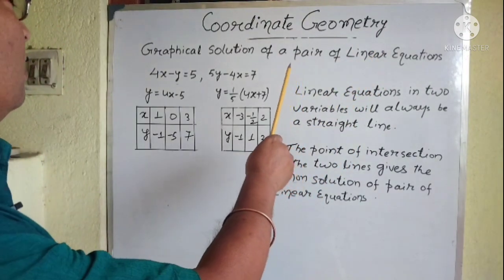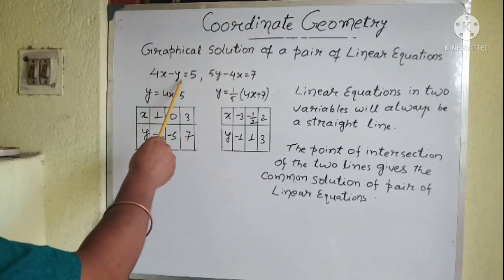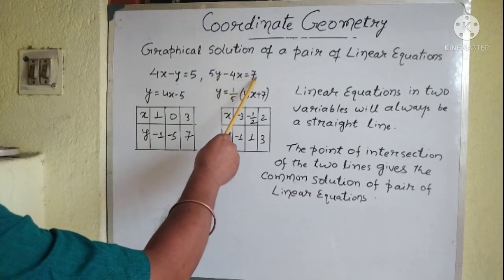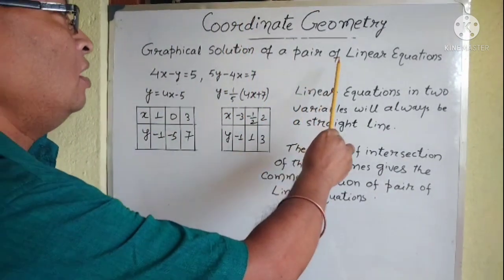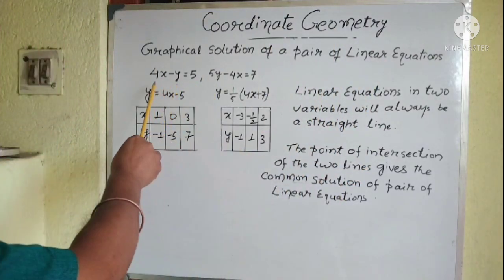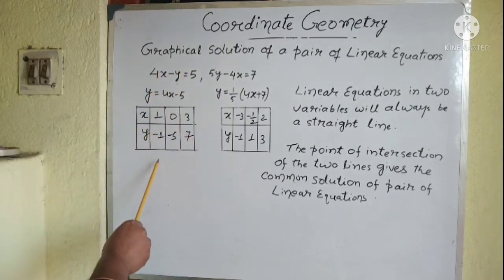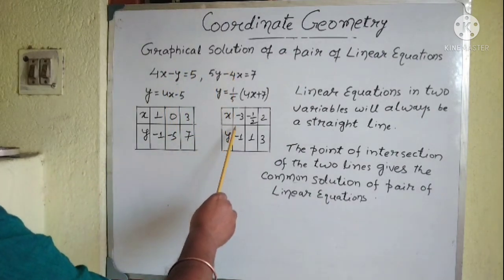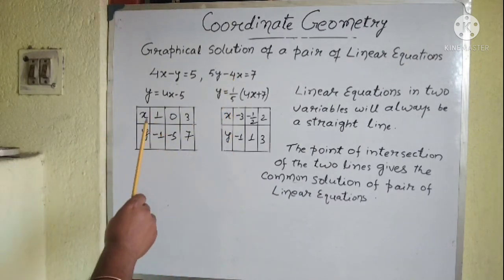Now we will study the graphical solution of a pair of linear equations. Now see, here I have considered two linear equations, 4x minus y is equal to 5 and another one 5y minus 4x equals 7. Now if a question comes to solve or plot a graph of only one equation, then also you have to work out this portion, and if a pair of linear equations is given, then you have to solve two equations. So simultaneously I will show you how to do it.